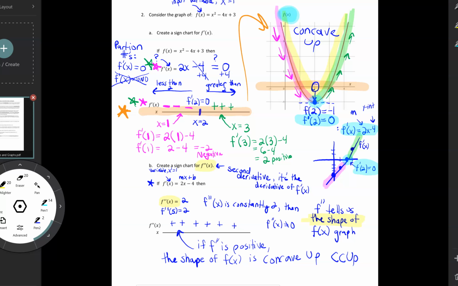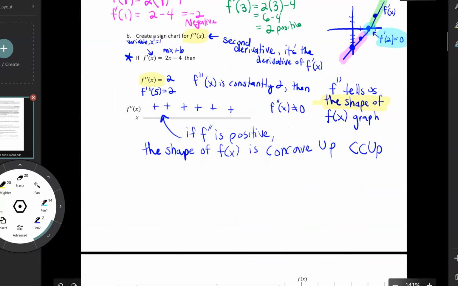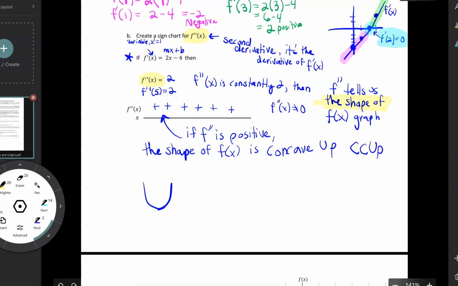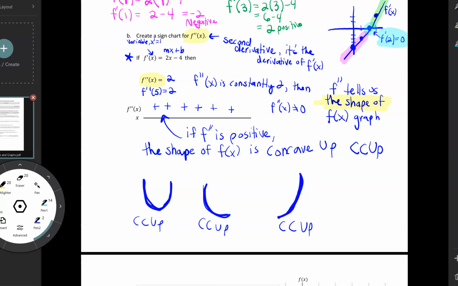But a concave up graph just looks like this. It's either a U-shaped graph or it can be part of that. It can look like that or it can look like this. Anything with this general shape. This is concave up. This is concave up. This is concave up. All of those are concave up.